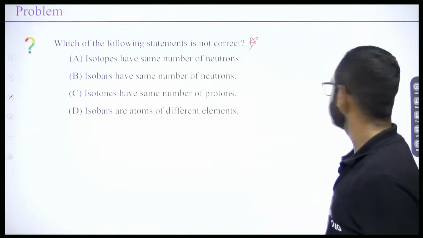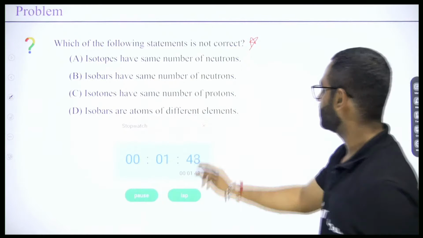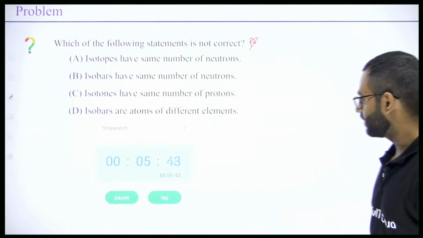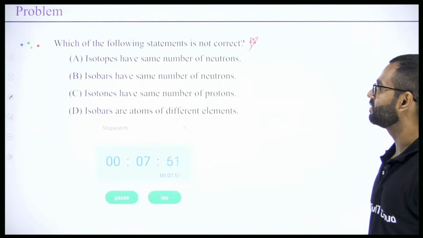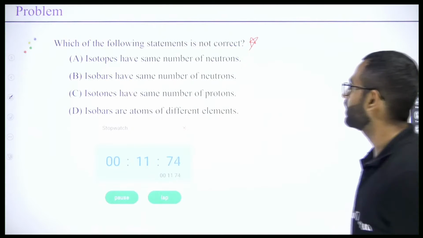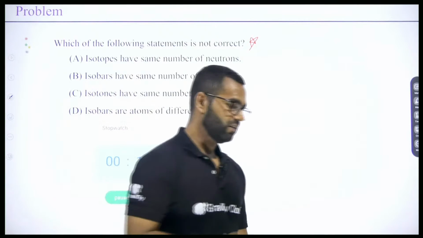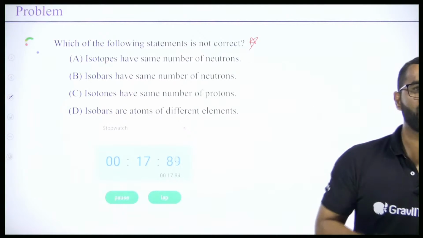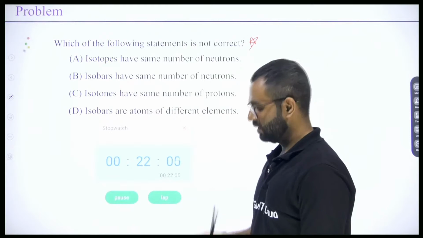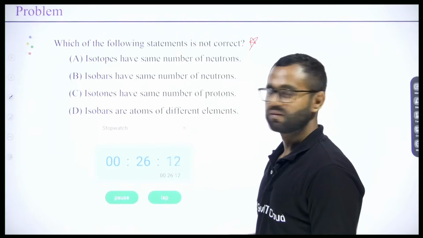Which of the following statements is not correct regarding isotopes, isobars, and isotones? Take 30 seconds and come up with the right answer.